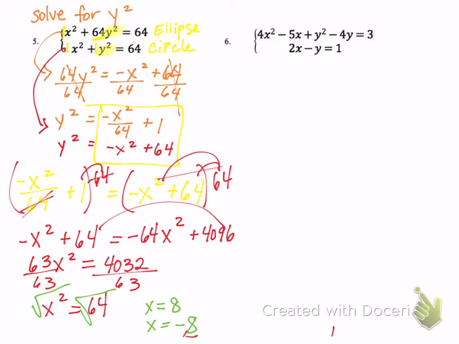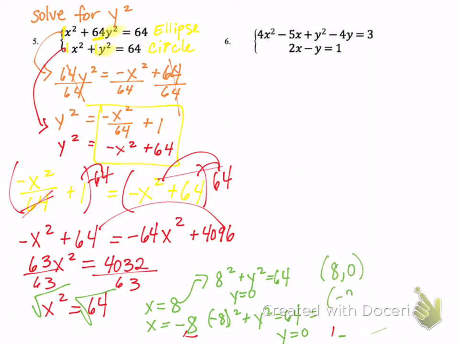So now I'm going to take that, and I'm going to plug positive 8 into the original. I'm going to do the second one because the circle, that one looks easier. So 8 squared plus y squared equals 64. Y is 0. So y equals 0. And then for the second one, negative 8 squared plus y squared equals 64. So you end up getting 0 as well. So my two ordered pairs would be 8, 0, and negative 8, 0.